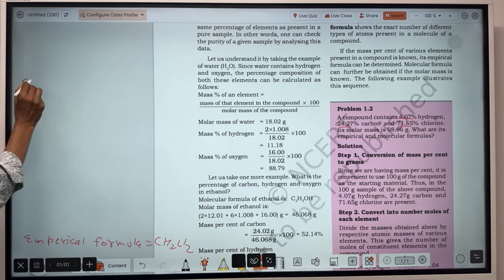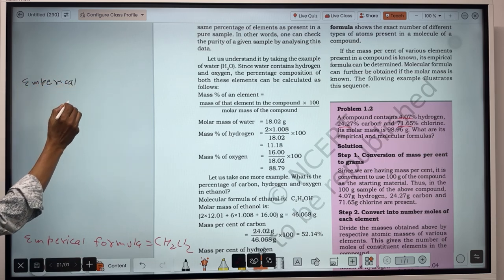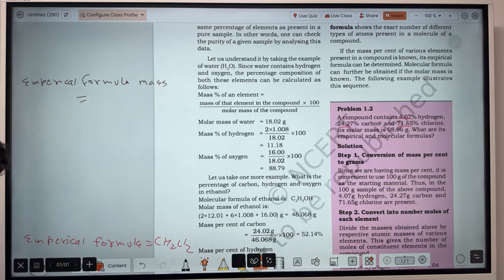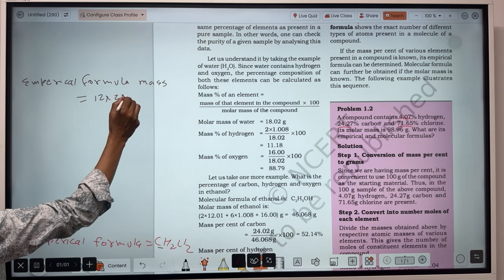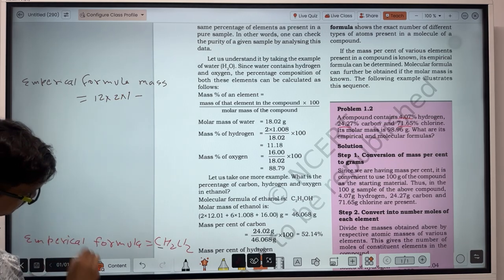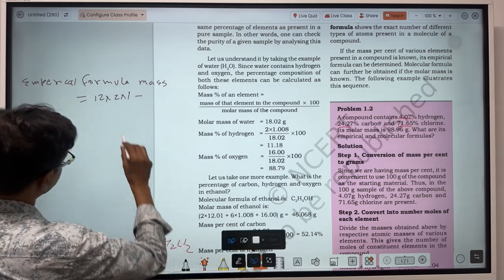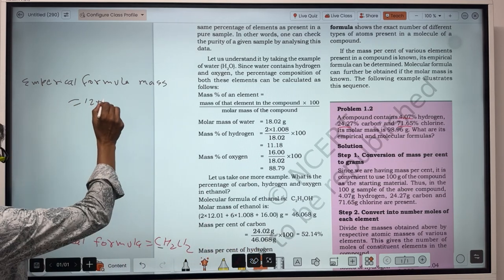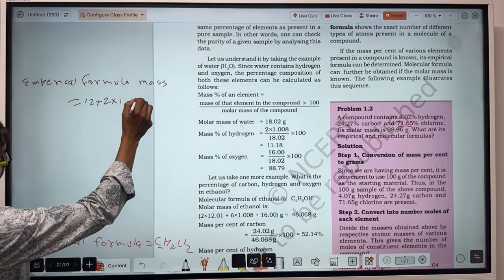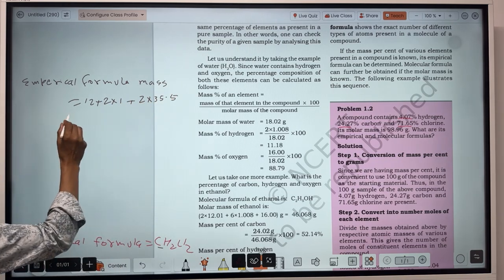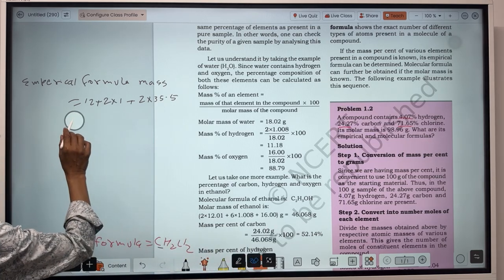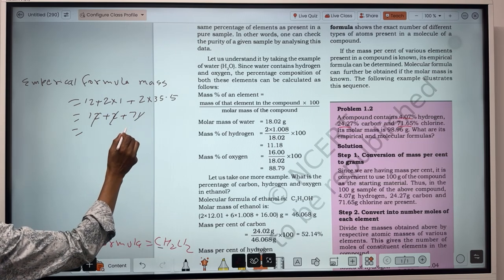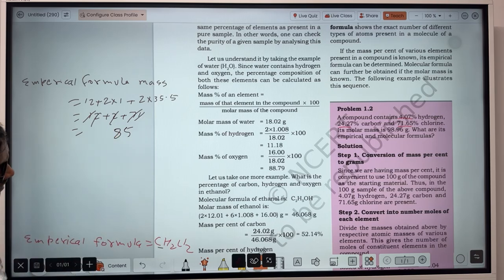So what will be the empirical formula mass? The empirical formula mass will be 12 plus 2 into 1 plus 2 into 35.5. That is 12 plus 2 plus 71.